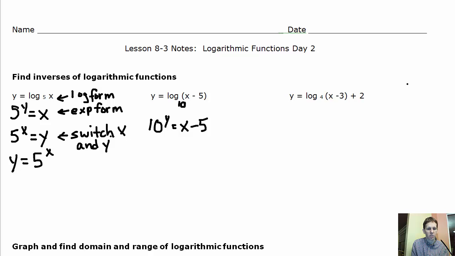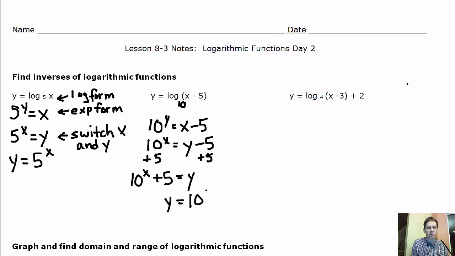We're next going to switch x and y like we did last time. So wherever we see y's, we're going to write x's, and wherever we see x's, we're going to write y's. The goal is to get y by itself. To get y by itself, we're going to add 5 to both sides of this equation. So if I add 5 to this side and I add 5 to this side, these 5's will cancel. I'm left with 10 to the x power plus 5 equals y. This is your answer. If you want to write it so it says y equals on the left side instead, that's fine. So the question is, how do you know if you've done the problem right?